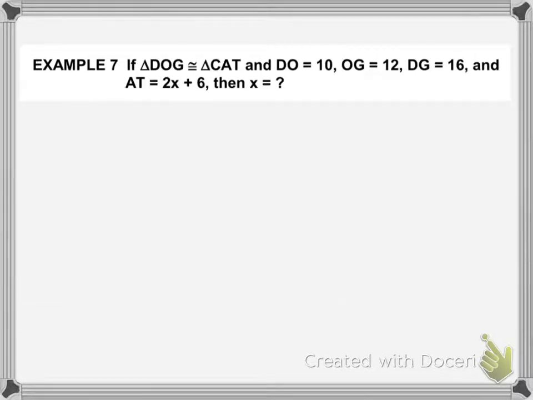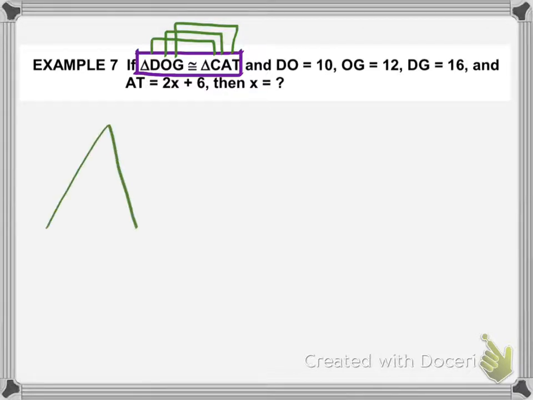All right, here's our last example. We have a congruent statement. Triangle DOG is congruent to triangle CAT. So that means D goes with C, O goes with A, and G goes with T. It says DO equals 10, OG equals 12, DG equals 16, and AT equals 2x plus 6. Then what does x equal?